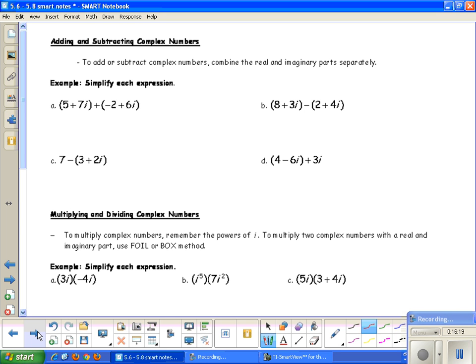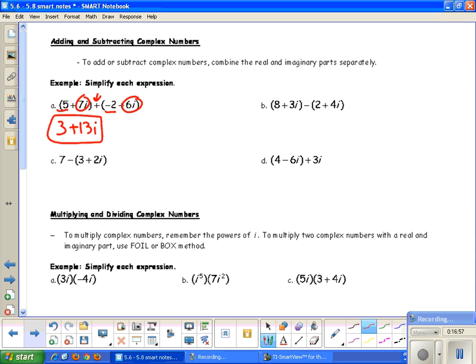So for the next part, when you're adding or subtracting complex numbers, you are going to combine the real and imaginary parts separately. So for this, just like when you're combining like terms with variables, you think of it the same way. Now for letter A, I don't have to distribute anything here because there's just a plus and there's a 1 in front of the parentheses. So I can drop those parentheses and I can combine my like terms. So 5 minus 2 gives me 3, and then I have the 7i and the 6i, which are like terms, and that gives me plus 13i. So 3 plus 13i would be my simplified version.